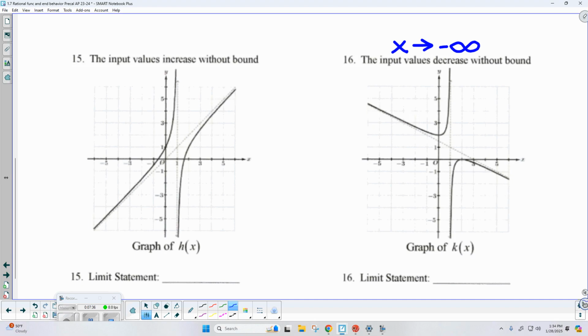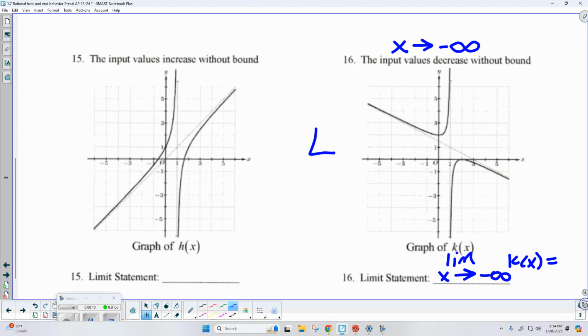So remember, if we approach negative infinity, we're talking about the left side of your graph. So for this one, the limit as x approaches negative infinity for k of x. Okay. After this one here, what do we have as an asymptote? Is it horizontal or vertical? Oh, sorry. Is it horizontal or slant? It's slant. Because it's a slant, that means my end behavior is either going to be a positive or a negative infinity. If it's a horizontal asymptote, well, then your answer is going to be the value of that asymptote.